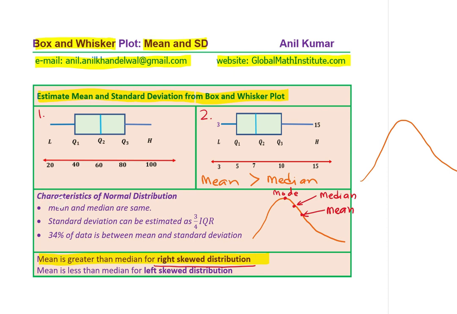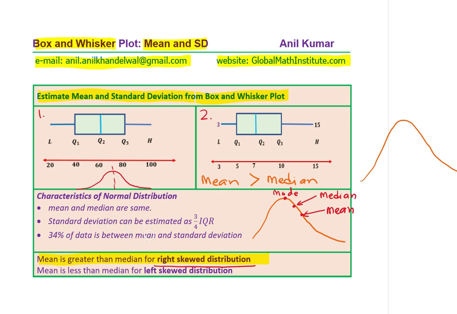Now the first one here is called the normal distribution. Here the mean and the median are exactly the same values, correct? Because it is the central value, correct? So in this particular case, we're talking about a normal distribution where mean and median lie in the center.